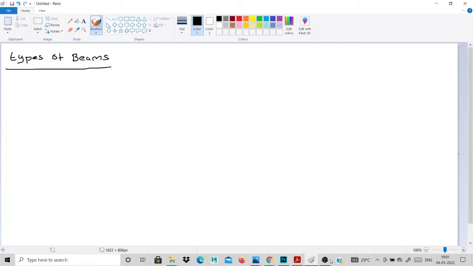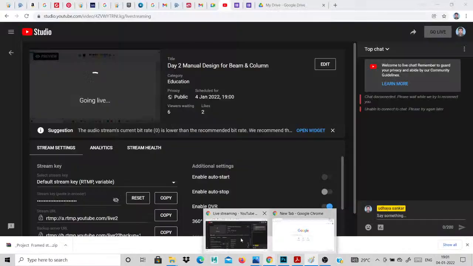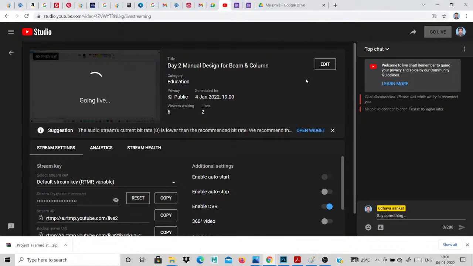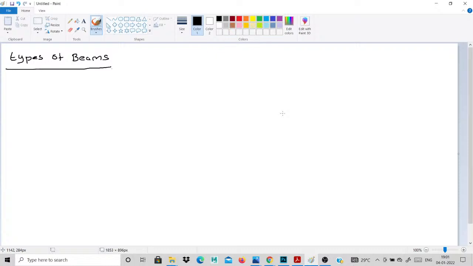This is a basic one. You need the types of beams. The types of beams means simply supported beams and continuous beams; so many types of beams are there. The first one is a simply supported beam.